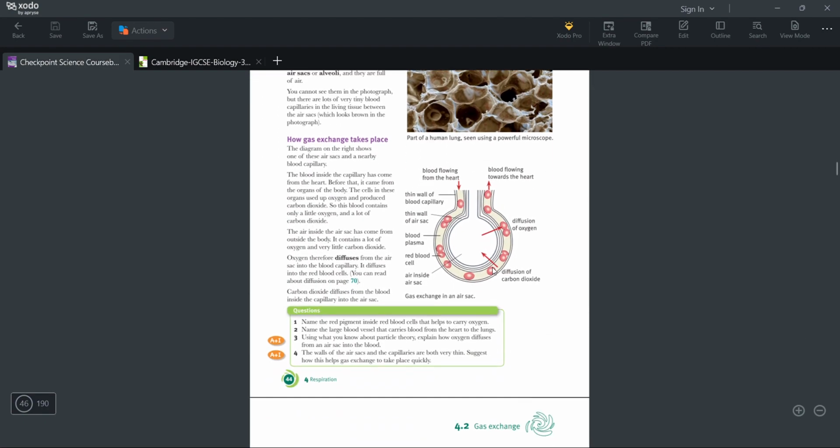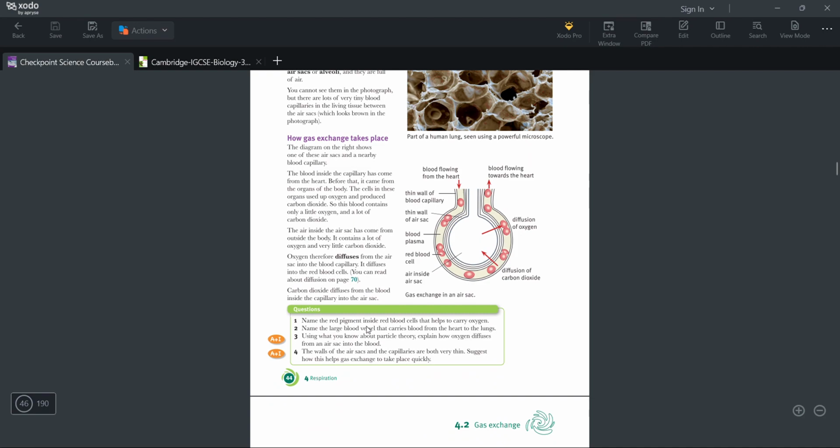Then gaseous exchange. Name the red pigment inside of red blood cells that helps to carry oxygen. That's your hemoglobin. Name the large blood vessel that carries blood from the heart to the lungs. That was your pulmonary artery. Then use what you know about particle theory and explain how oxygen diffuses from an air sac into the blood. I left a little note for most of you.